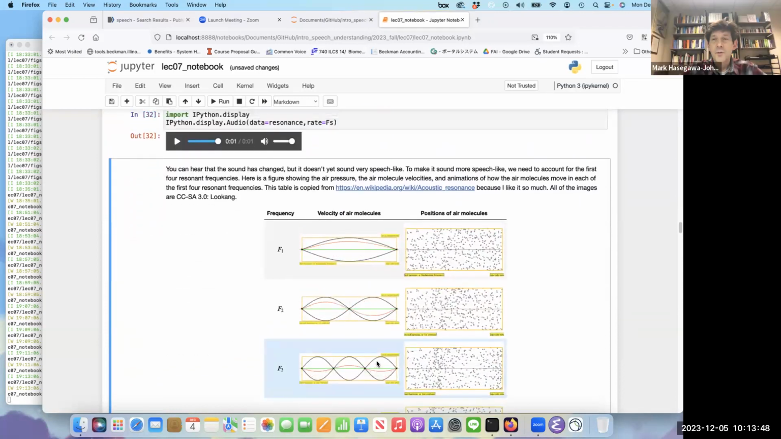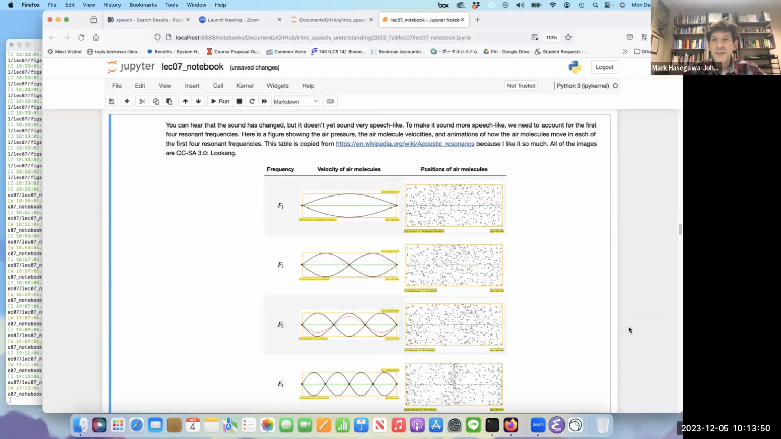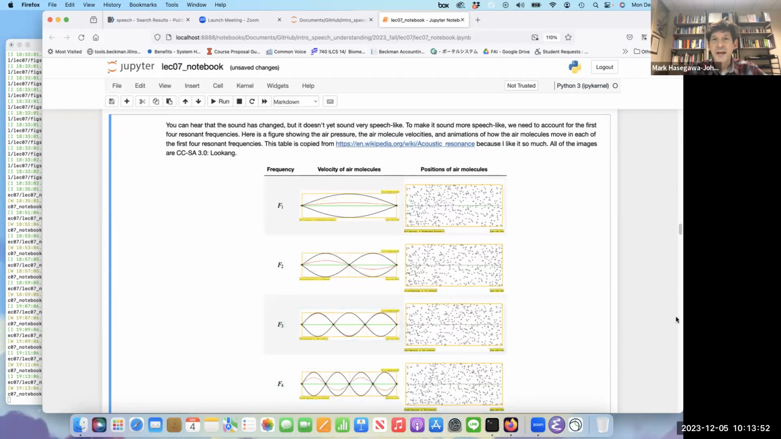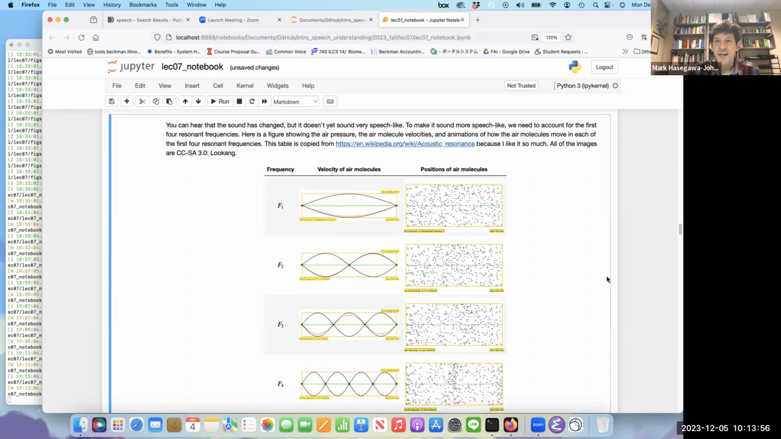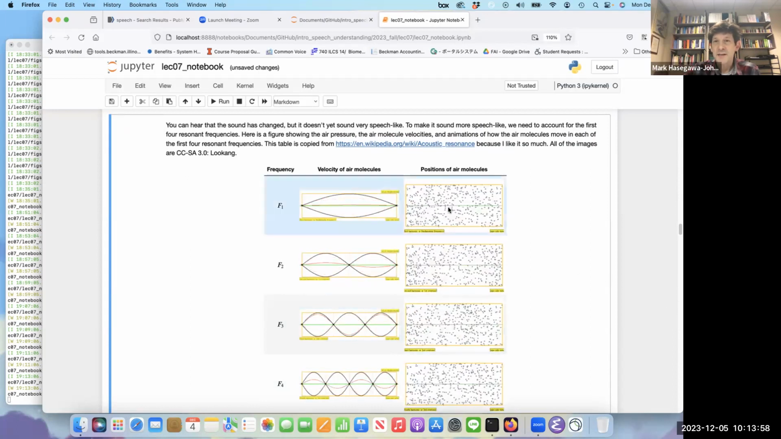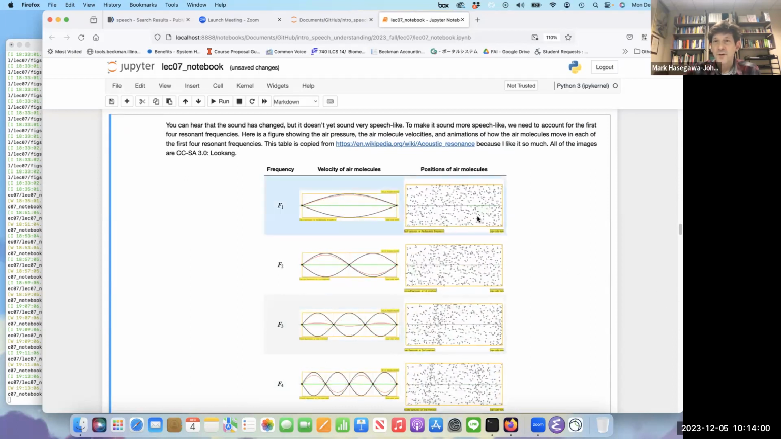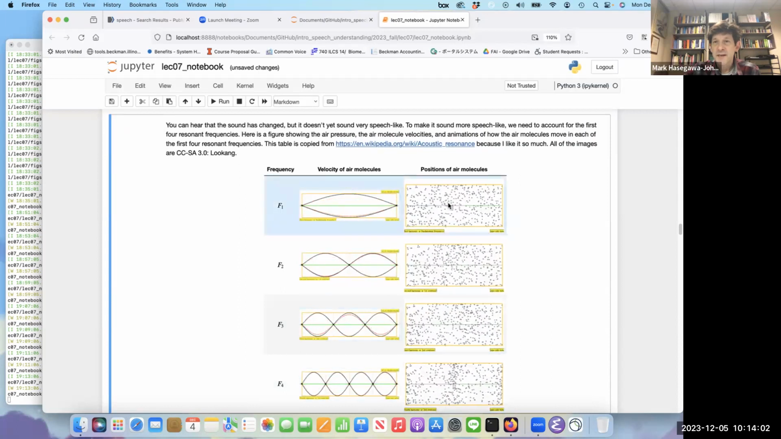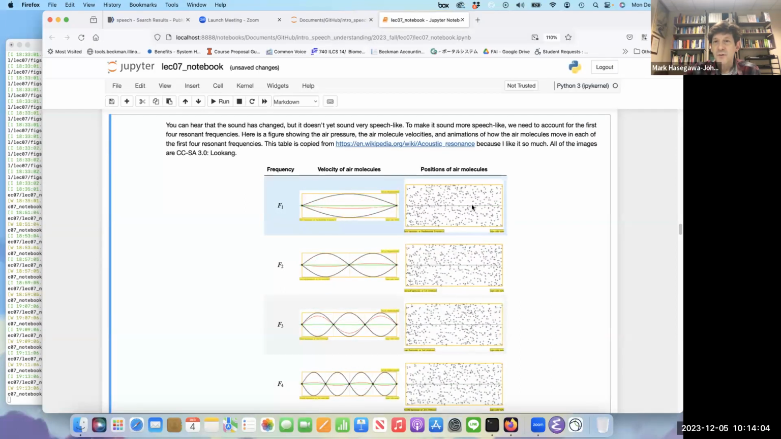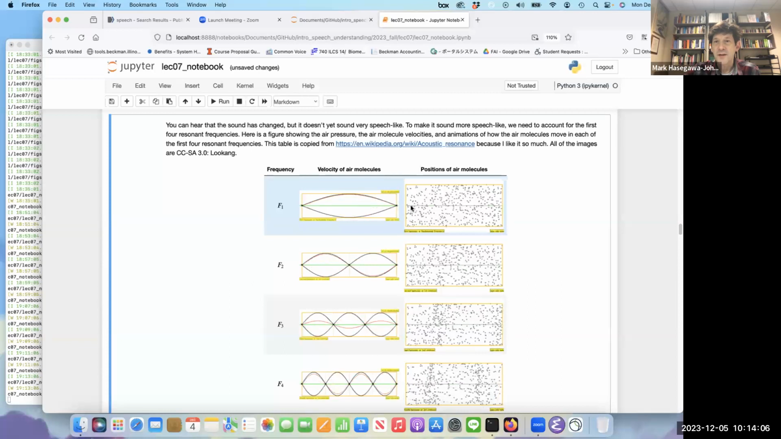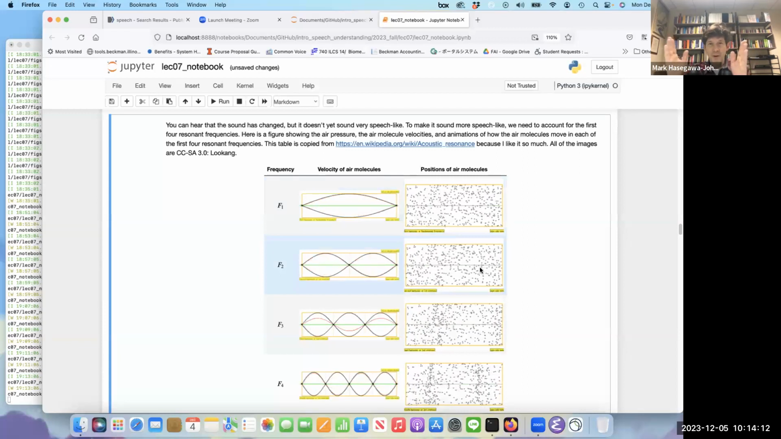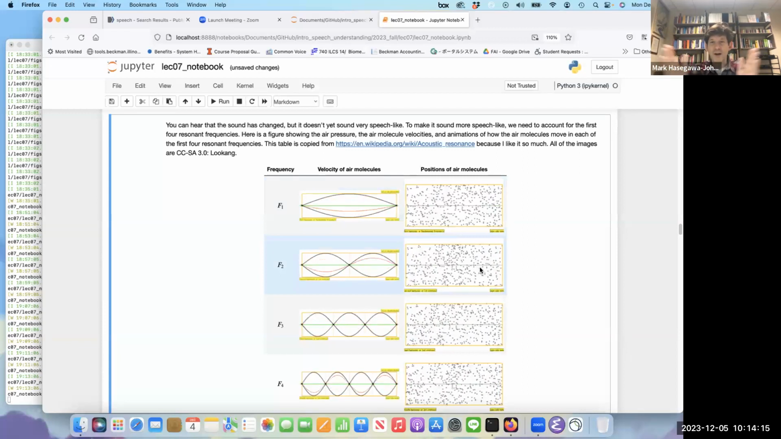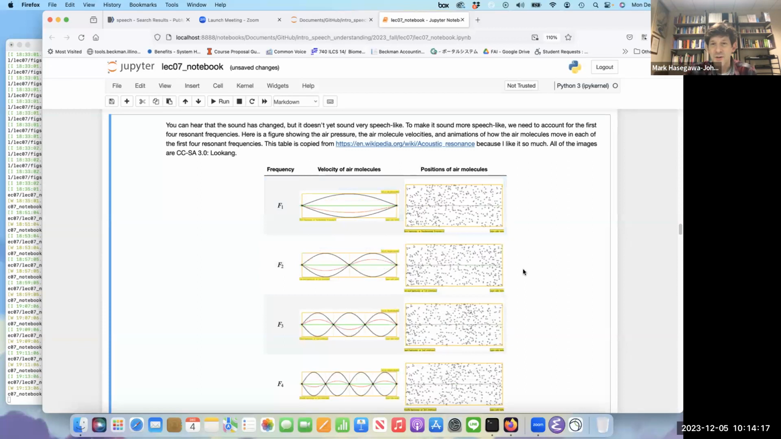Okay. So that's starting to sound a little bit speech-like, but not very speech-like. And the biggest reason that it doesn't sound very speech-like is that speech has many different resonances. So at the first formant frequency, at the first resonance, the molecules in the center of your vocal tract go back and forth, and the ones at your lip and at your glottis are stationary. At the second formant frequency, the molecules about 1/4 and 3/4 of the way across bounce back and forth in the way that's shown here.